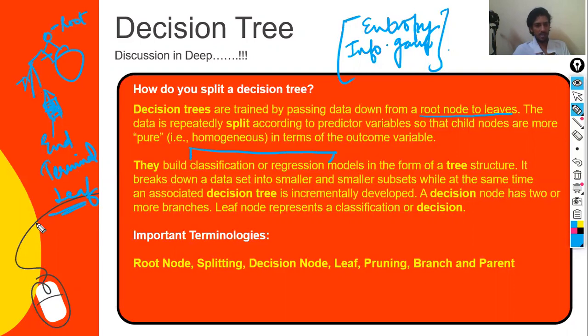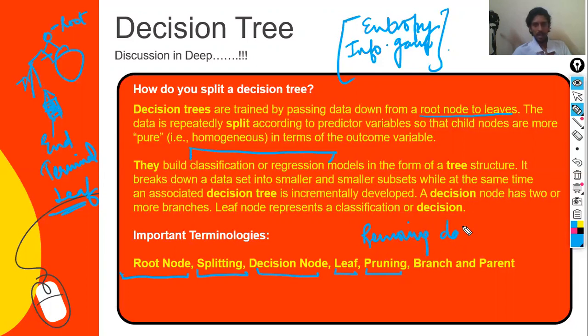There are many ways to address this. Now, the important terminologies here are root node. We've already seen what it is. It is the starting point of your data or of your algorithm. Then splitting, it talks about how your data is getting split. Then you have your decision node, you have your leaf, which is your end. Pruning, which is a process, guys. Pruning is not a part. Pruning is a process of removing unnecessary data.